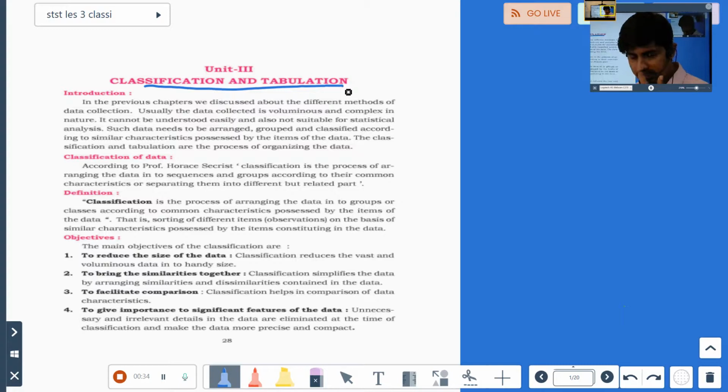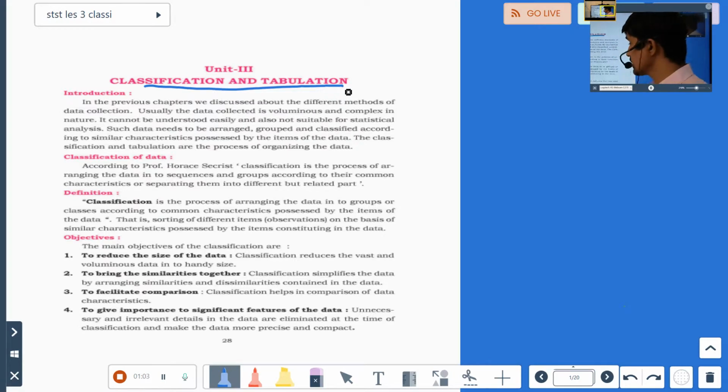You have studied statistics. What is statistics? What are the definitions of statistics? What are the limitations of statistics? What are the functions of statistics? All those things you have studied. Now, to that data, primary or secondary data, you need to classify them. You have to set and you have to classify them. How to classify them? What do you mean by classification?